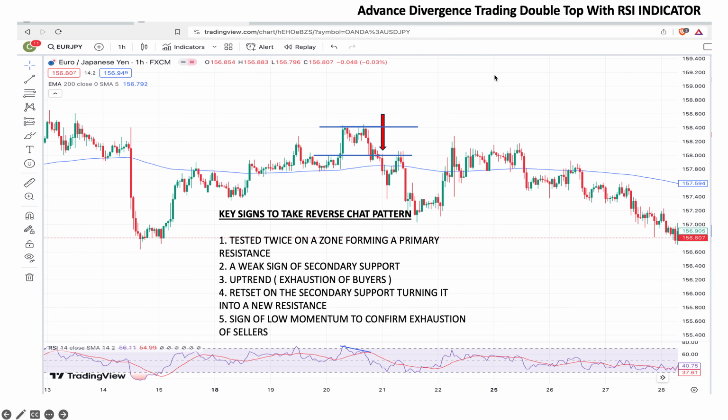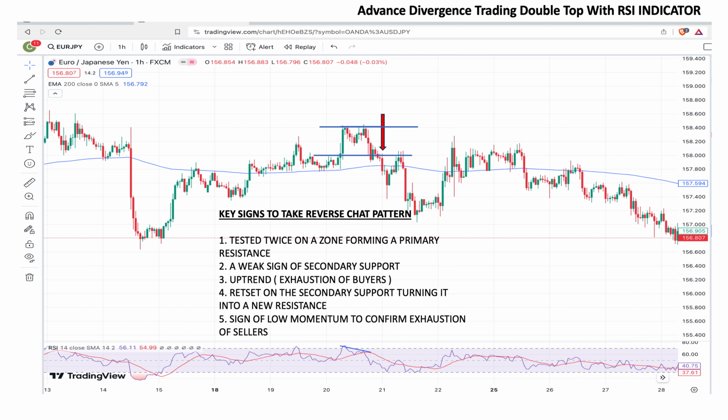Now, advanced divergence trading: double top with an RSI indicator. This is very important, guys. This is a very important strategy for you to keep in your double bottom and double top reversal pattern strategy. Most traders get tired and exhausted trading because they feel that the smart money concept, double tops, head and shoulders, flying wedge, and bullish flags don't work. They don't work because you don't pay attention to the momentum. You don't pay attention to momentum in indicators. It shows you the strength of the current price. I keep repeating this and I keep stressing it.